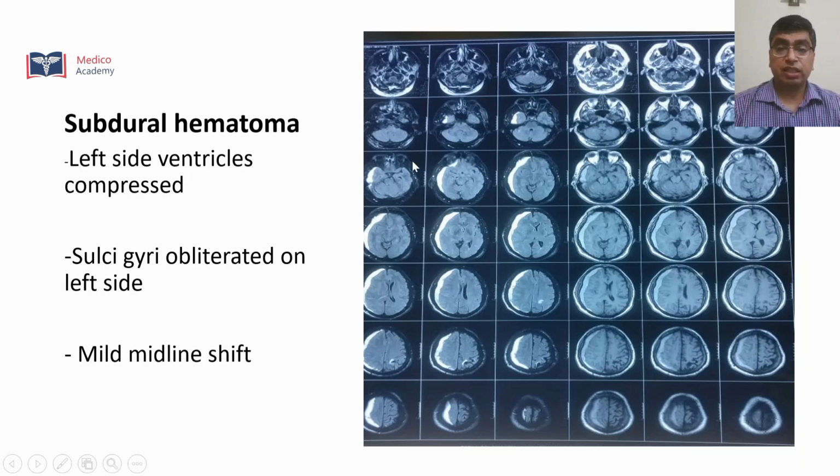This scan shows a case of subdural hematoma in a patient. If you see on the left side, the ventricle is compressed, on the right side, the ventricle is open. The sulci and gyri are obliterated here, you cannot see them, but here you can see sulci and gyri, and there is a mild midline shift in this case.